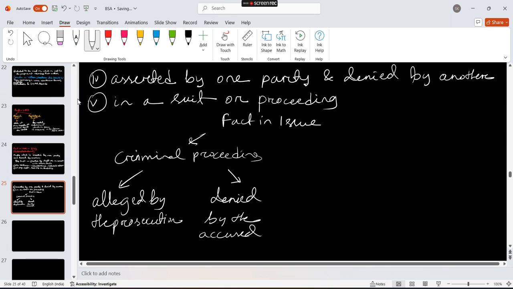And how does the accused deny it? Does anyone have any idea how the accused denies the fact in issue?